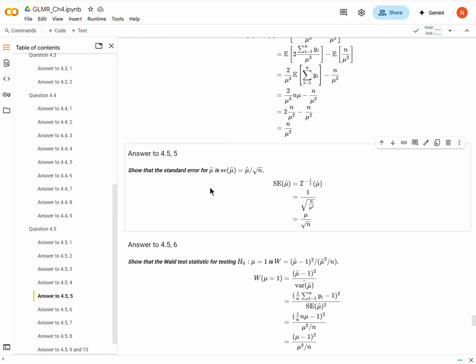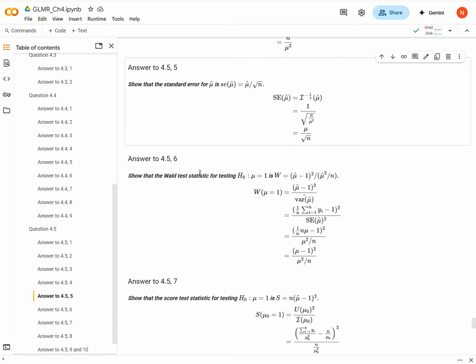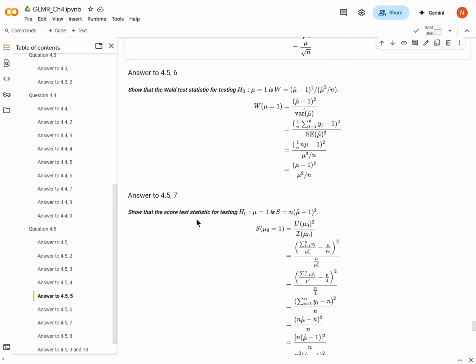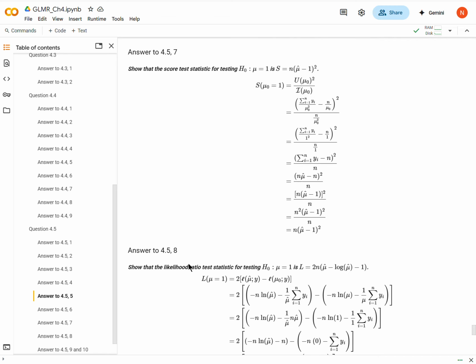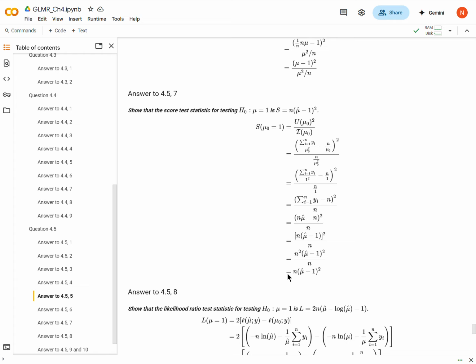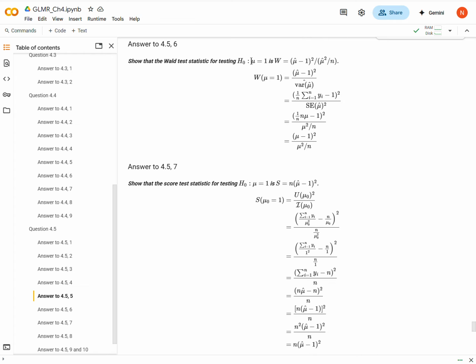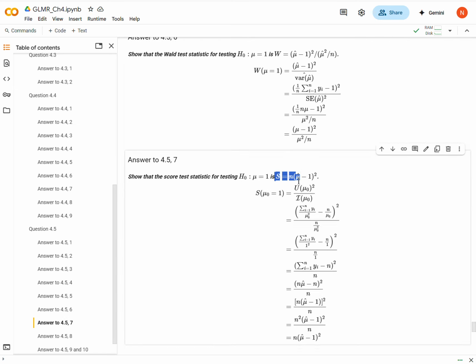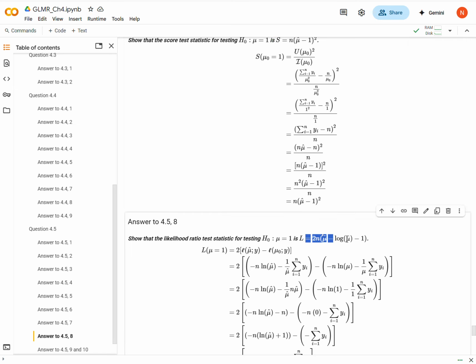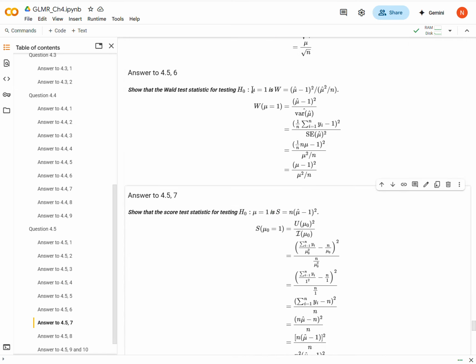All of that is just us getting an estimate and some kind of bounds of uncertainty about our parameter of interest. And now we want to do some hypothesis testing, and we have 3 ways to do this. We have the Wald statistic, the score statistic, and the likelihood ratio test statistic. Here the answer is given to us for each of these. It says show that W, or the Wald statistic, is this, the score statistic is this, and the likelihood ratio statistic is this. And in each of these cases, we're using mu equals 1 as the null hypothesis.